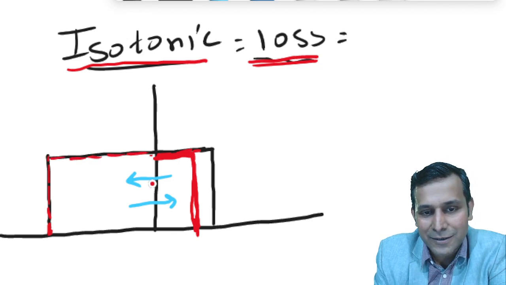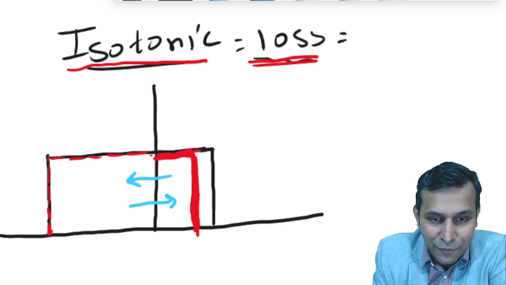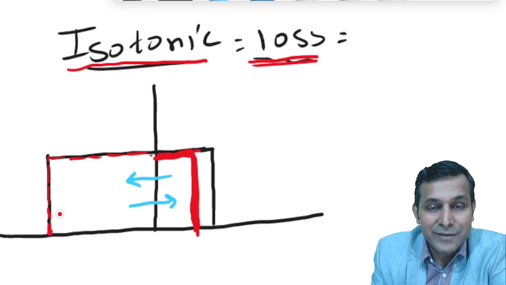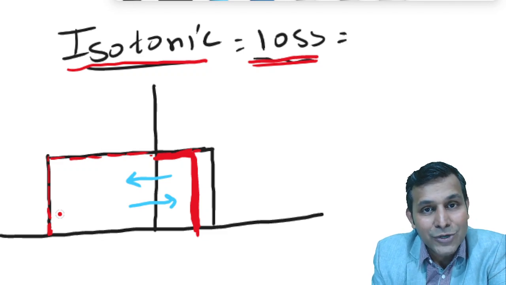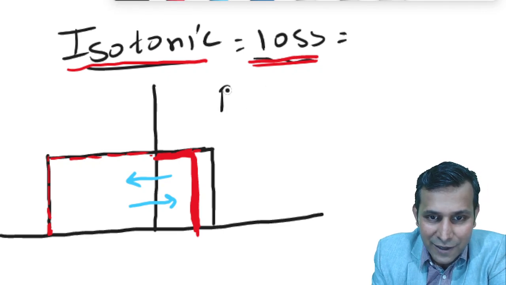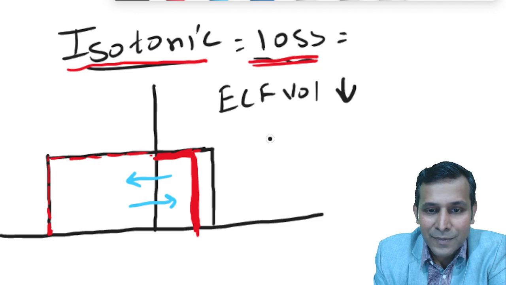And what happens here? Only ECF volume is decreasing. Remember, only ECF volume is decreasing, but ICF volume is not changing. ECF osmolarity is not changing. ICF osmolarity is also not changing. The only change is that the ECF volume decreases. I will write down only the changes here now. The ECF volume is decreased.